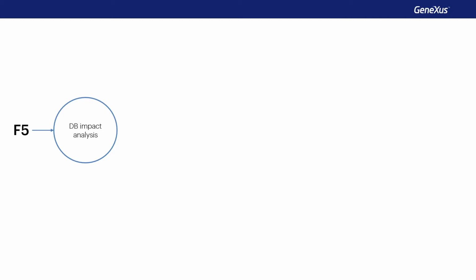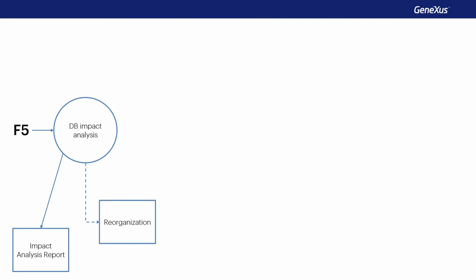If the database needs to be adjusted, an impact analysis report is shown, detailing the changes that should be made, and the SQL statements that would be executed if the reorganization is confirmed. If the user accepts the changes, a program is created and executed to make them in the structure, relationships, tables, indexes, and other database components.